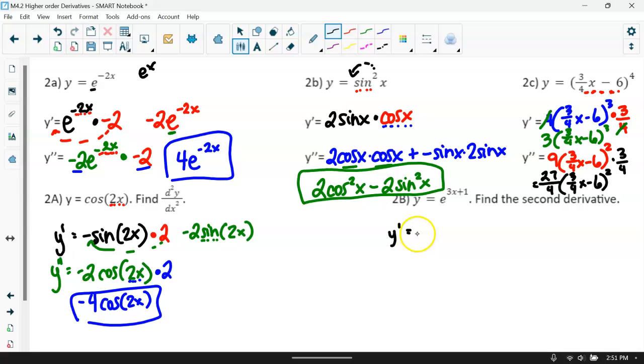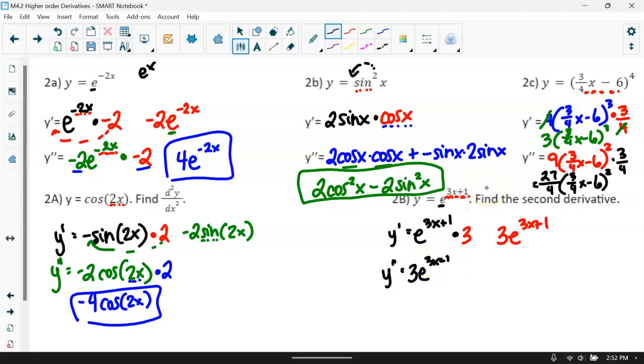So our derivative here is, remember, right, e, so it's still e to the 3x plus 1. Then times now the derivative of the inside function, well, that's just 3. So again, if you wanted to bring that in front, that's 3 times e to the 3x plus 1. That is the first derivative. So now the second derivative. So again, that's 3 times e to the 3x plus 1, right?